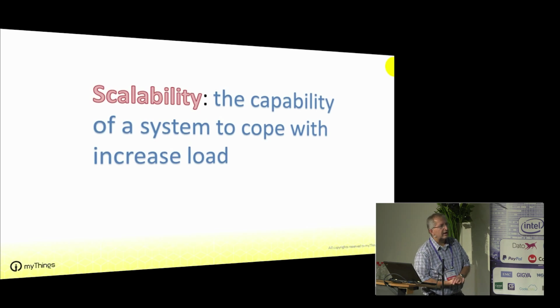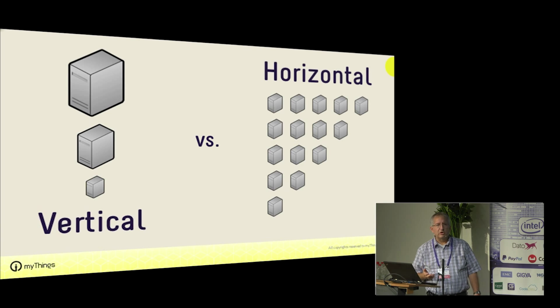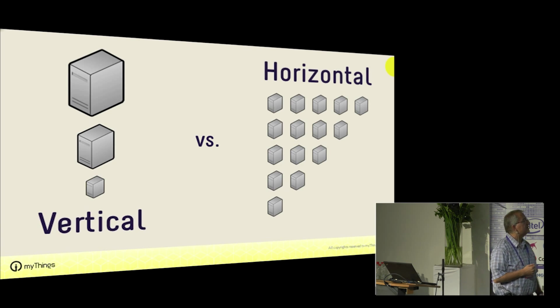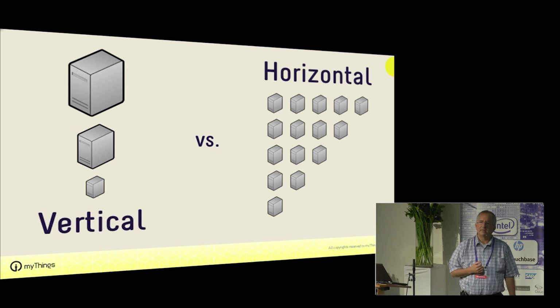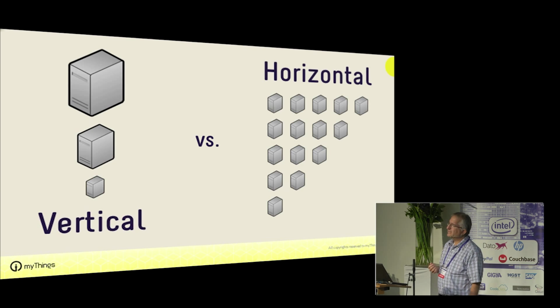The other things that we care about, or we have to take in our design, is scalability. And scalability is basically the capability of a system to cope with increased load. So probably most of us are familiar with vertical scalability and horizontal scalability. Vertical scalability is what is called scaling up the application.